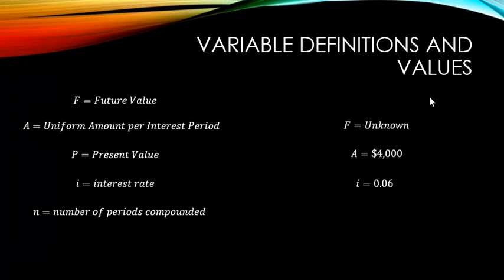Our variable values. F is our unknown. This is what we are looking for at the end, the future value at the end of the 12th year. A, our payment, is $4,000 for the first 8 years, and our interest rate, as stated in the problem statement, is 6%.